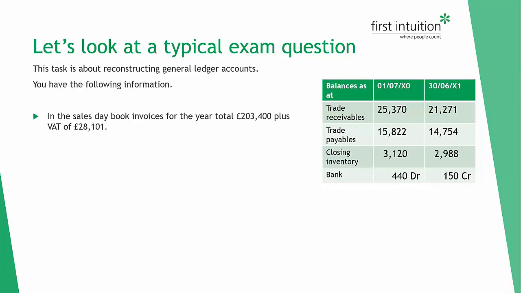In the sales day book, invoices for the year total £203,400 plus VAT of £28,101. Let's put that down. Now here's a question. How much are we going to post in the sales ledger control? Quick question for everybody. Are we going to post the net value of 203,400, or are we going to post the value including VAT? Which of those are we going to post in the sales ledger control?